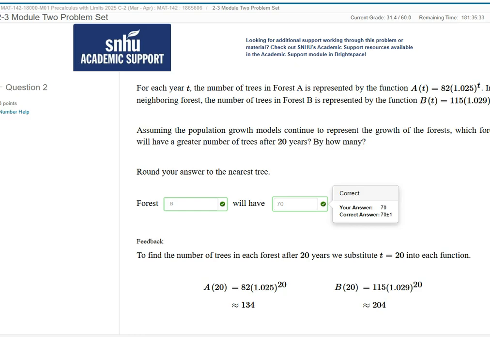I guess it depends on where and when you round, because the only thing they want is round your answer to the nearest tree, and that's the by how many part. So depending on when you rounded, it may change your answer. So there you go.